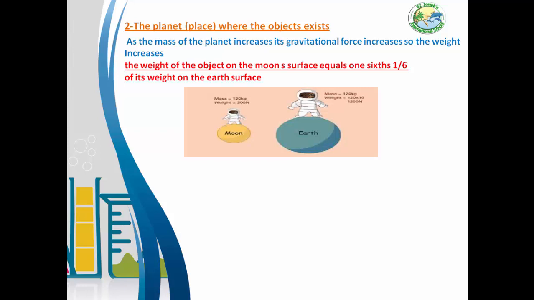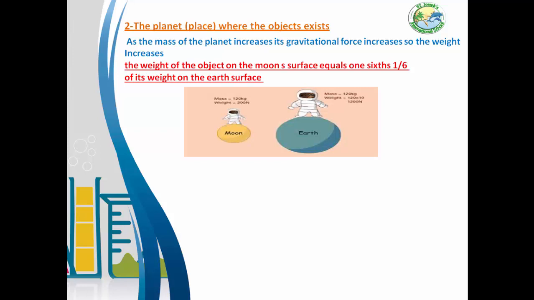So, if we measure the weight of an object on Earth, then measure it on the moon, the weight will change. The weight of an object on the moon's surface equals 1/6 its weight on Earth's surface, because Earth has greater mass and gravitational force than the moon. Weight changes by changing the place. Weight is not a fixed value.